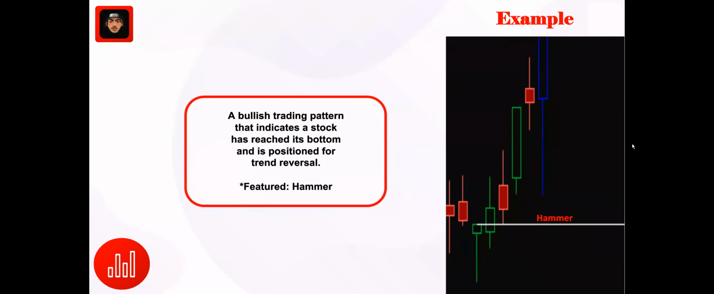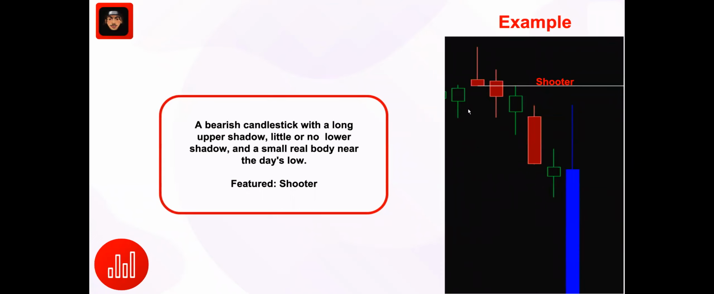Then you have your shooter. Your shooter happens at the top of the uptrend. And a lot of times your shooters and your hammers tend to lead to those 2-2 reversals. So right here is an example of a two up. Two up, two down reversal. And you see where the entry is where I marked it. So your entry would have been here for this two up, two down reversal.